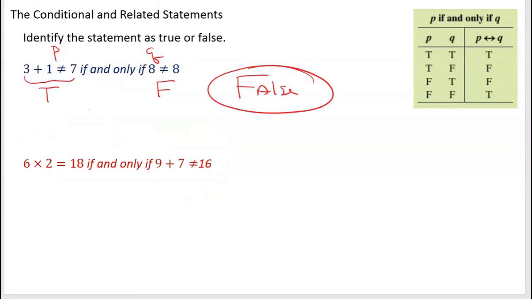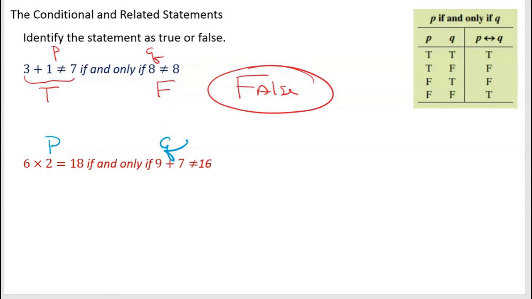Okay, so we have 6 times 2 equals 18. Again, if and only if, that's our biconditional. 9 plus 7 is not equal to 16. So you go ahead and pause it. Figure this out. Okay, so 6 times 2 equals 18. That's our P statement. And I'm calling it P because it's written first. If and only if, and it wouldn't matter, by the way, which one we wrote first. When you're doing biconditional, the order does not matter at all. So just pick one for P and pick one for Q.